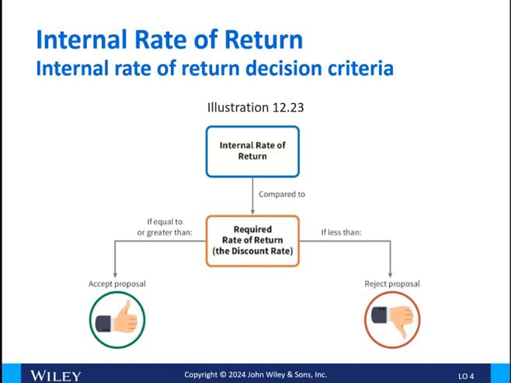So how do we use it? We compare our internal rate of return with the company's required rate of return, the discount rate. If it's equal to or greater than, accept the proposal. If it's less than, we reject the proposal.